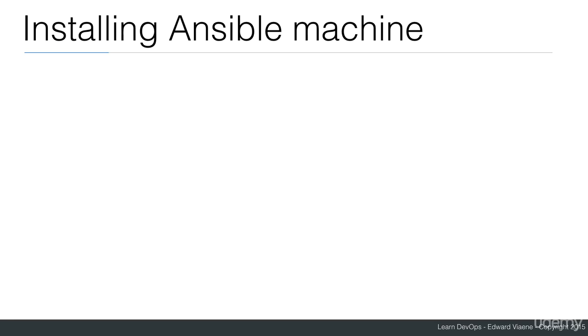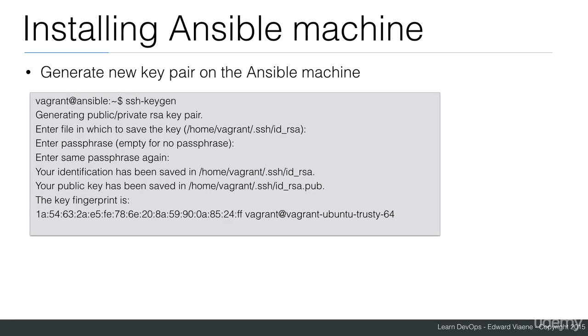To ensure Ansible can execute commands using SSH on the host machines, you need to generate a new key pair and put that public key on the host machines. The first step is to generate a new key pair on the Ansible machine. The tool you should be using to do this is ssh-keygen. It can generate a new key pair for you. I'm not going to give it a passphrase. That means we're going to allow Ansible to log in using only the key pair and no passphrase.